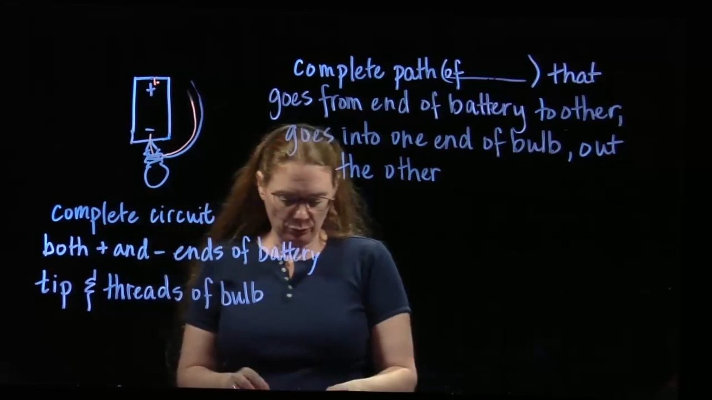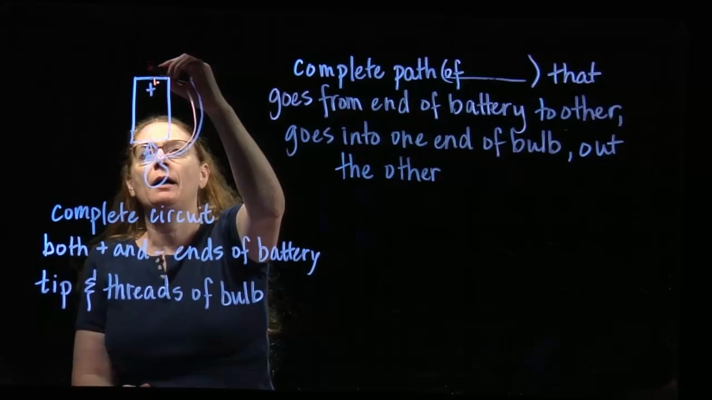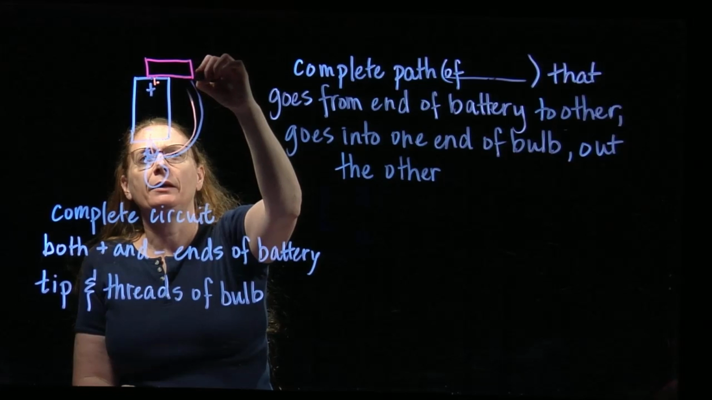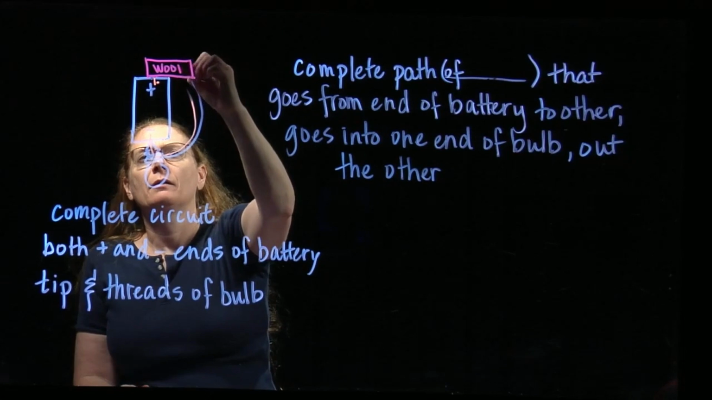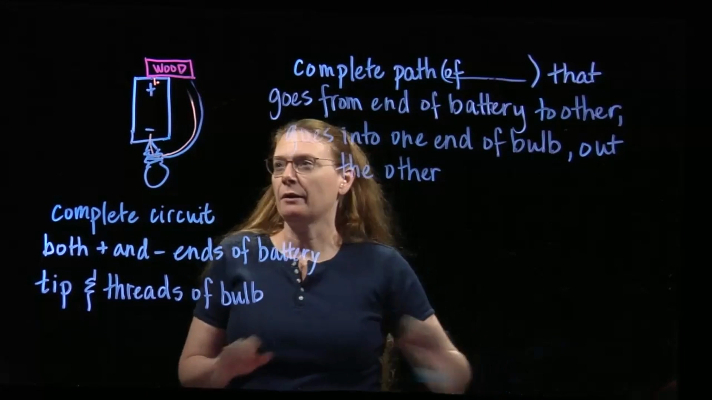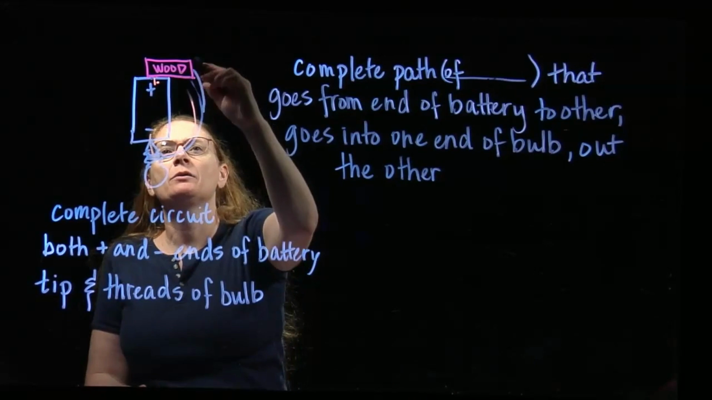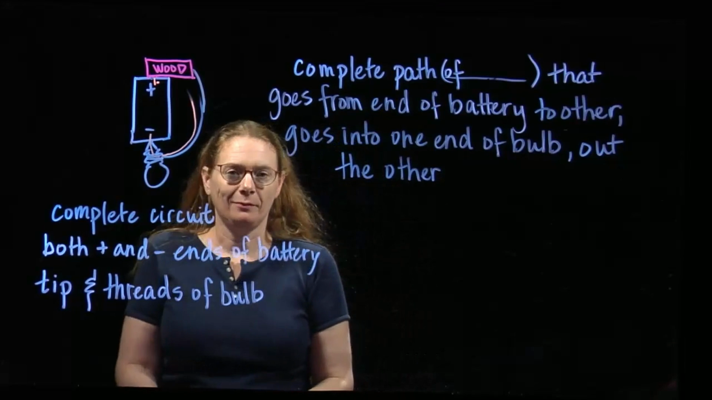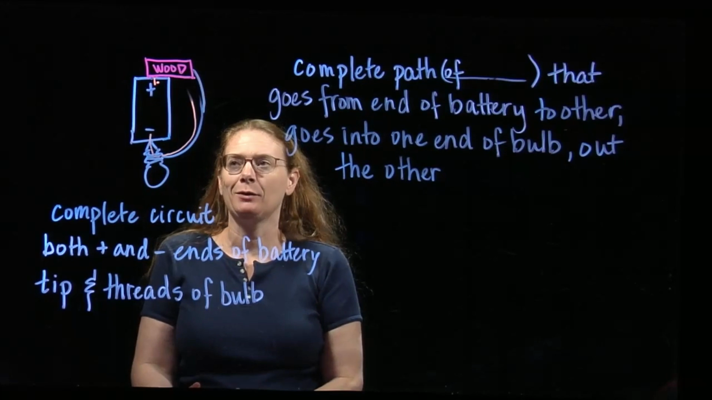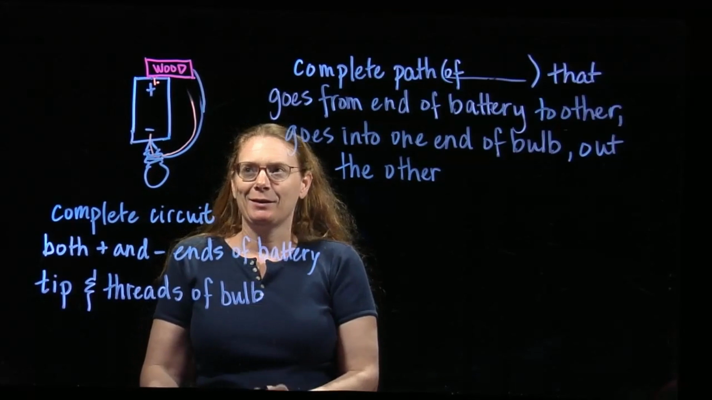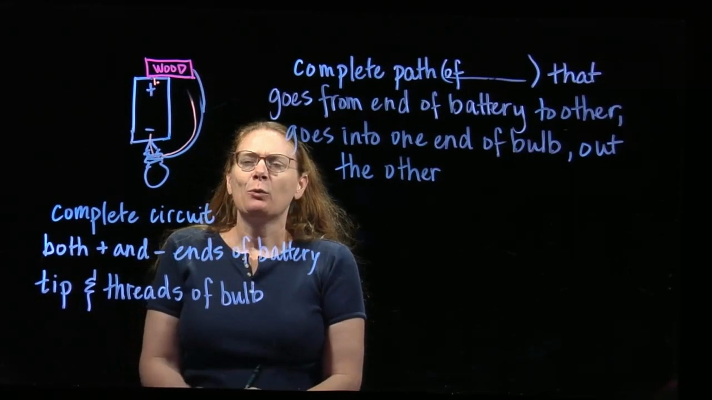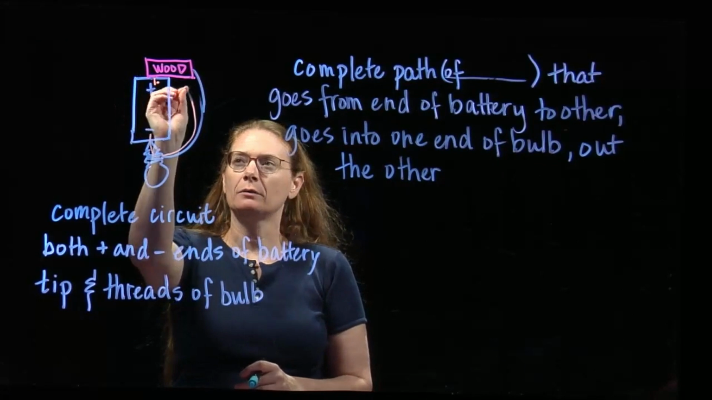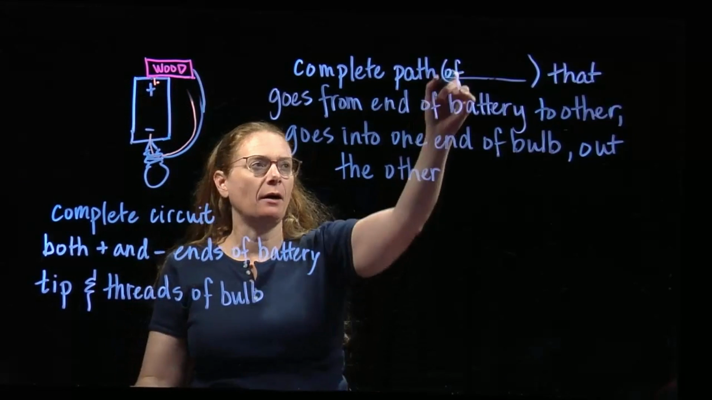That maybe goes through something else. Let's say I put a wooden block here. If I put a wooden block there and hook the wire up to the wooden block, is that going to light the bulb? I think you have the right answer. I think you said no way. Your instincts are good here. What is it that is needed? Why wouldn't the wood light the bulb? We need a complete path of what?